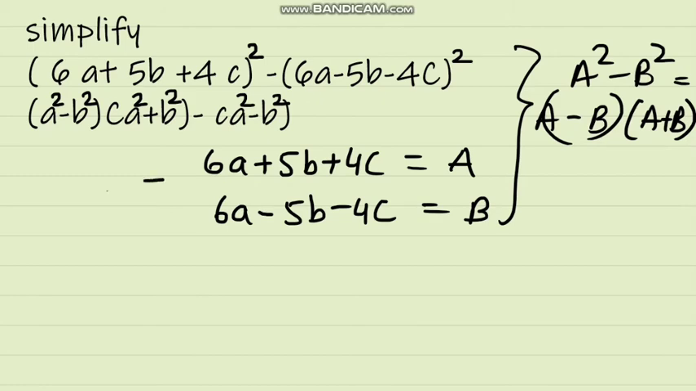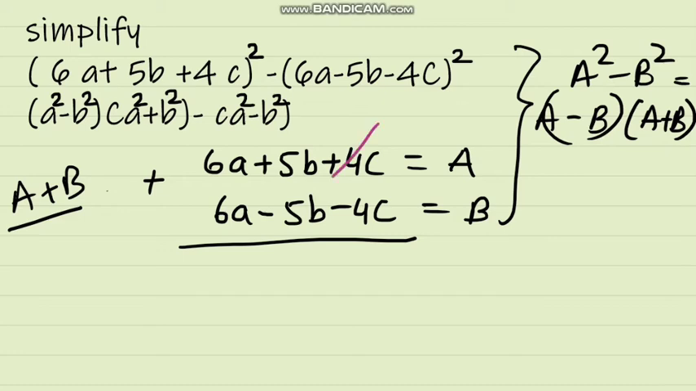See, I am finding out a plus b. This is your a plus b. Let's see what you are getting. If you are finding out a plus b, you will see that plus 4c and minus 4c get cancelled, plus 5b minus 5b gets cancelled, and you are left with 12a. Okay, so your a plus b is equal to 12a.